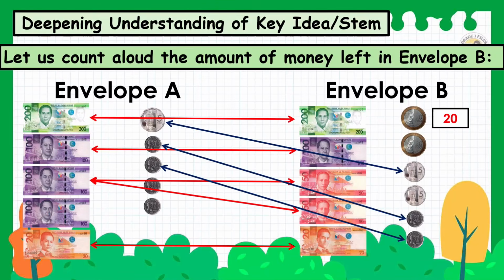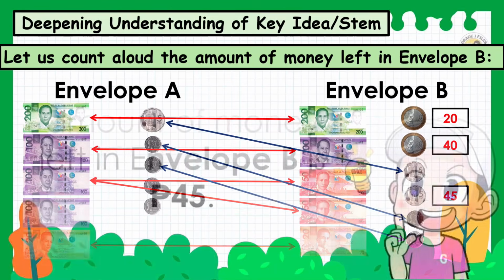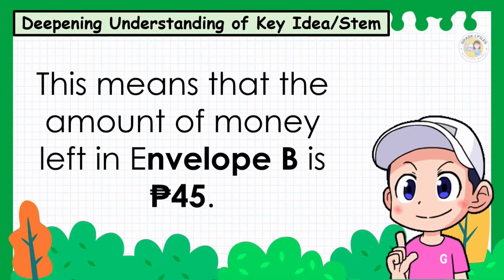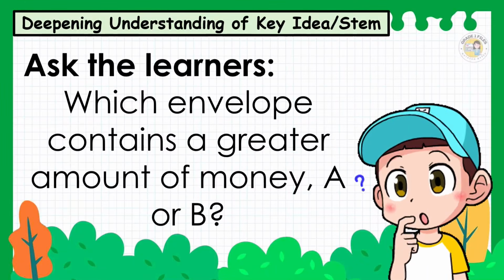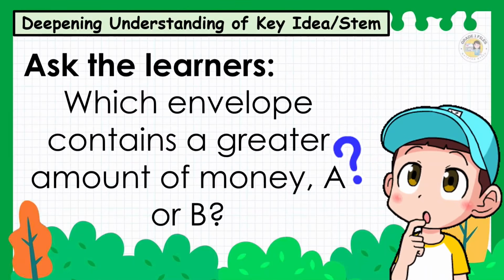20, 40, 45. This means that the amount of money left in envelope B is 45 pesos. Which envelope contains a greater amount of money, A or B?